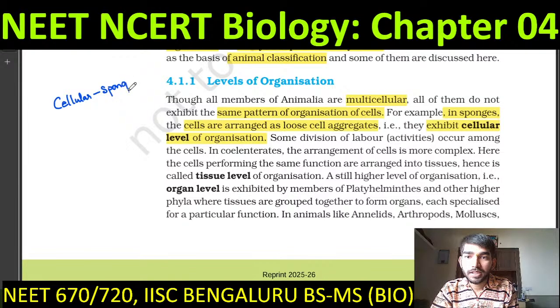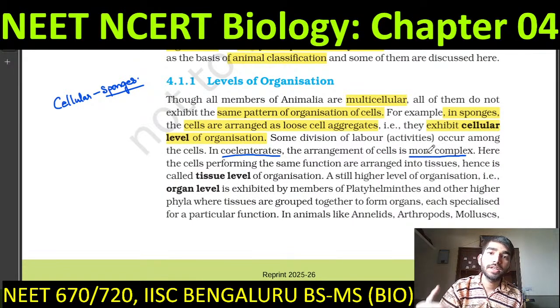So these are very old in terms of our evolutionary tree also. They were like the primitive animals. Some division of labor occurs among the cells in coelenterates. This is the next phylum. The arrangement of cells is more complex, so we are slowly evolving. So coming from sponges to the coelenterates, there is some evolution in the arrangement of cells.